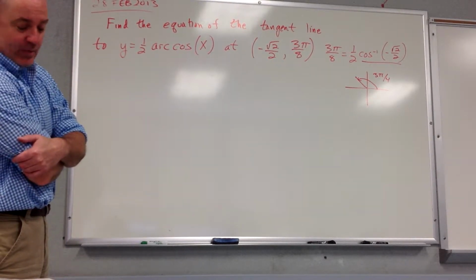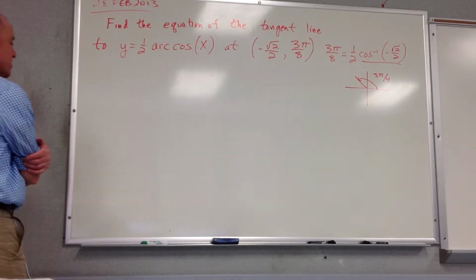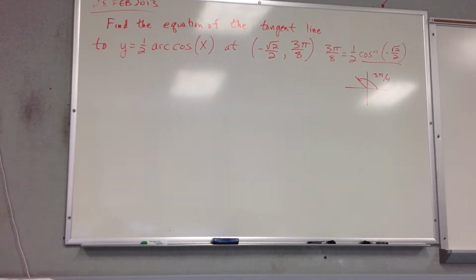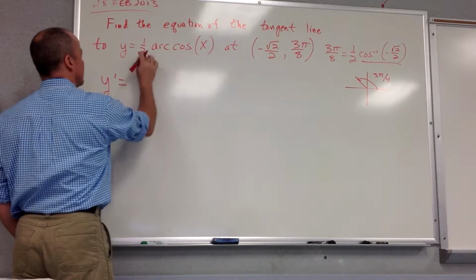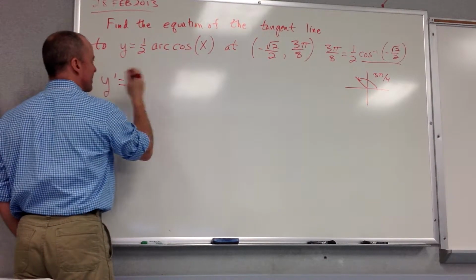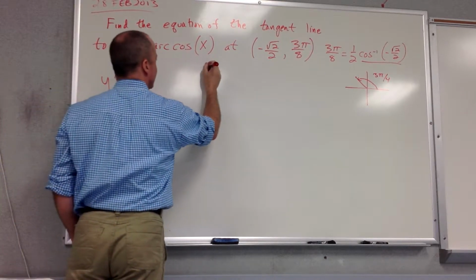Okay, now, what was the question again? Find the equation of the tangent line. What's the first thing we need to know to find an equation of a tangent line? The derivative. That's what I was thinking. Yep. Very true. So y prime will be, bring the 1/2 along for the ride. What is the derivative of inverse cosine?